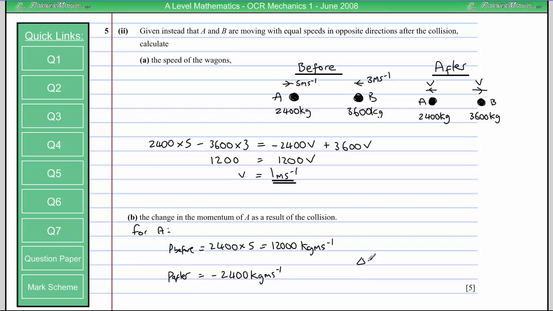So the change in momentum is going to be 12,000 minus minus 2,400, and that's going to give us 14,400 kilogram meters per second.